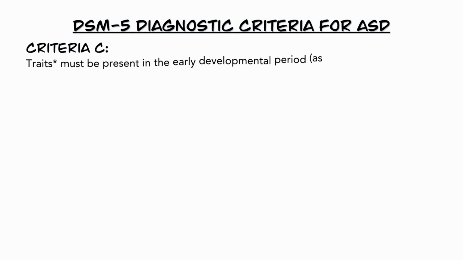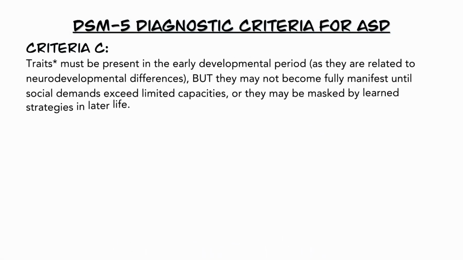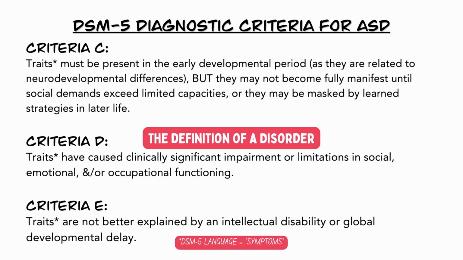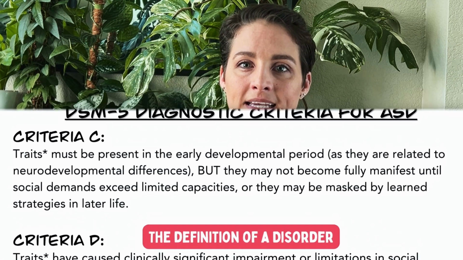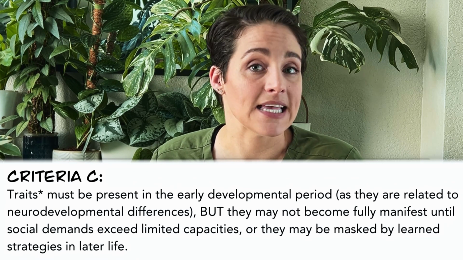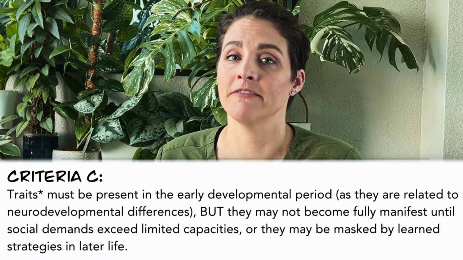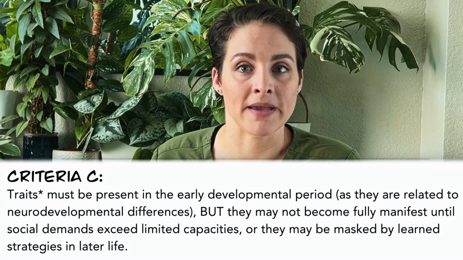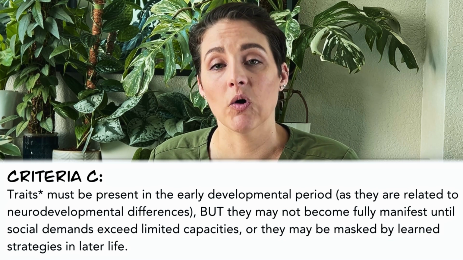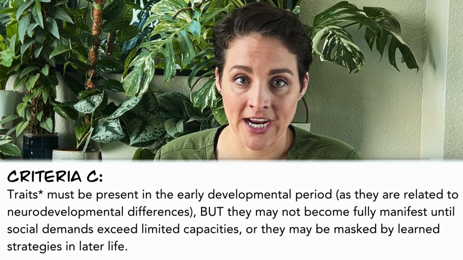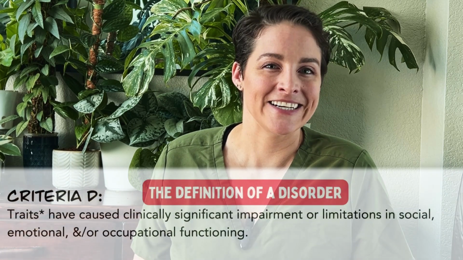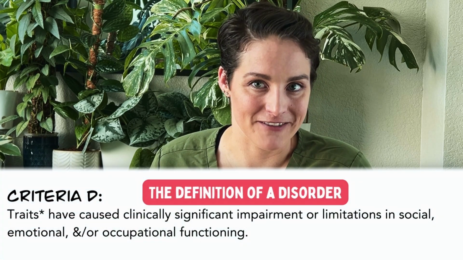So criteria C through E are basically the blanket conditions that rule out a diagnosis of any sort, and here they're applied to autism. Criteria C is that traits must be present in the early developmental period, since they are related to differences in the way the brain develops, but they may not become fully manifest until social demands exceed limited capacities, or they may be masked by learned strategies later in life. And that's definitely what happened with me, and I would love to tell you about it, but that's a story for another time.